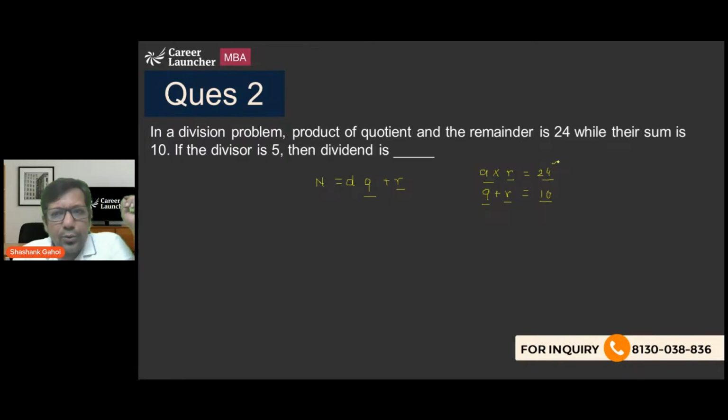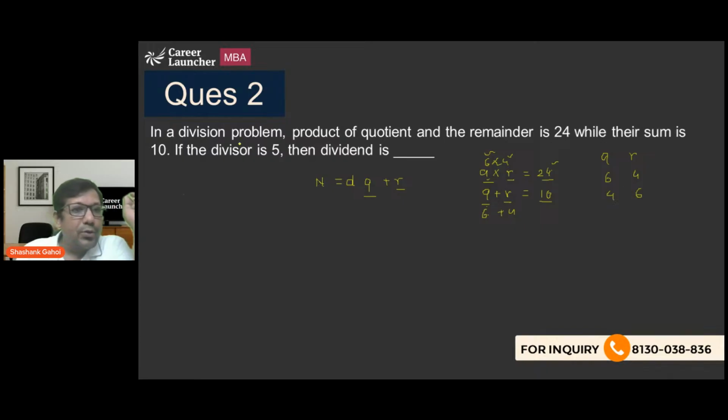So what can be two possible numbers? If you say unit digit is 4, you can have 5 plus 5, you can have 6 plus 4. So 6 plus 4 is 10, and 6 into 4 is 24. So for Q and R, there are two possibilities. One possibility is quotient is 6, remainder is 4. Second possibility is quotient is 4, remainder is 6.